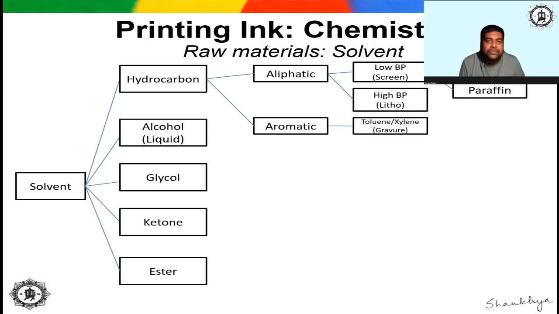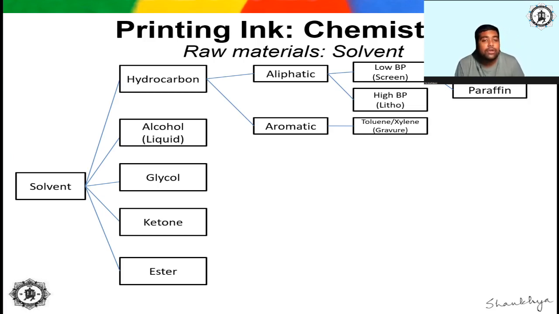Let us now get an idea about the individual components which go into the making of any ink. Here you see solvents. The most commonly used solvent in almost all inks is hydrocarbon, either aliphatic or aromatic hydrocarbons. The aromatic ones are only used in gravure inks. BIS has already banned toluene from ink making, so toluene is not used. These types of aromatic solvents are used only in gravure ink production.